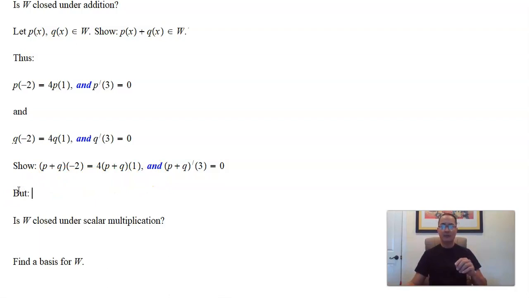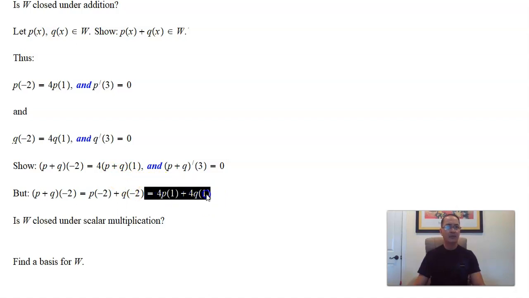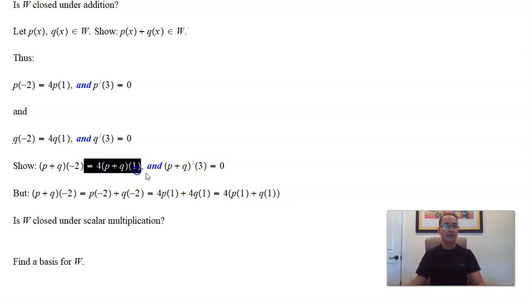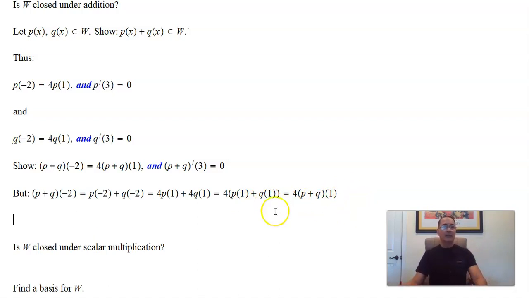However, we know our algebra, don't we? So start with the left side. What is the meaning of that? It means P of minus 2 plus Q of minus 2. Do we know anything about those? Yeah, they're right here. P of minus 2 is 4P of 1, and Q of minus 2 is 4Q of 1. Does that look like this? Yeah, I suppose we can do one more step. We can say that this is the same as 4 times P of 1 plus Q of 1, factor out 4. And now we can say that, yes, that looks pretty much like 4 times P plus Q evaluated at 1. Awesome! So what about the second equation?